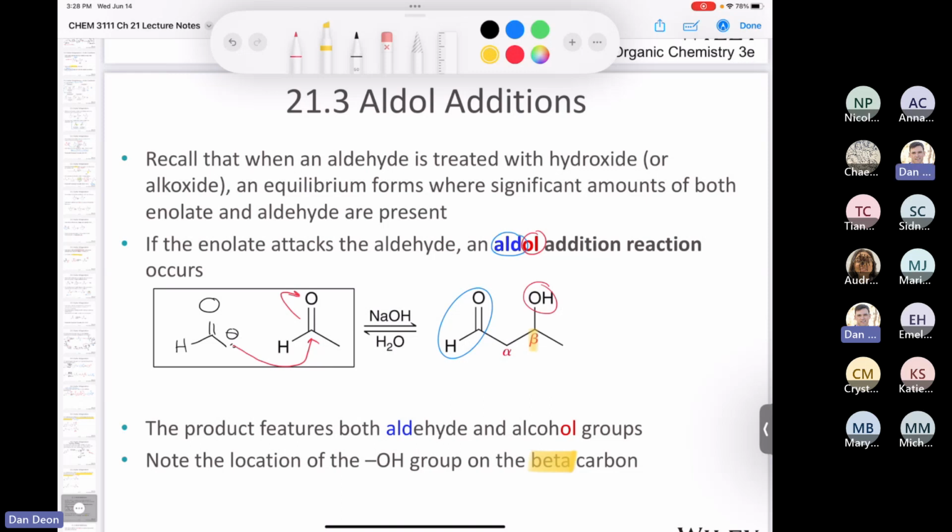All right, give me a thumbs up if you're with me on the rationale that you have both the enolate and the aldehyde in solution. So we get a nucleophilic attack. Then after a proton transfer, we form the aldol. So we call this aldol addition when we form an aldol.